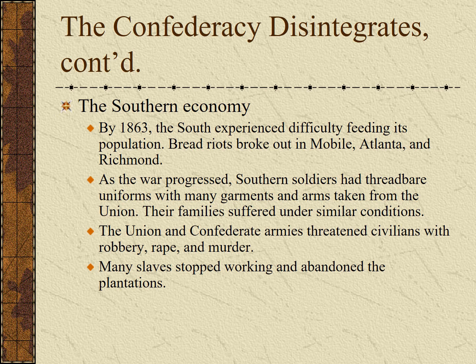Again, sometimes battles would literally be fought in people's backyards. And Confederate armies threatened civilians with robbery, rape, and even murder. Additionally, many slaves, unsurprisingly, stopped working and abandoned the plantations. I say unsurprisingly to us, but to the plantation owners, it was very shocking. They expected, for some reason, loyalty. Again, no concept that slavery would be offensive to them. They viewed it as, they were taking care of their slaves.